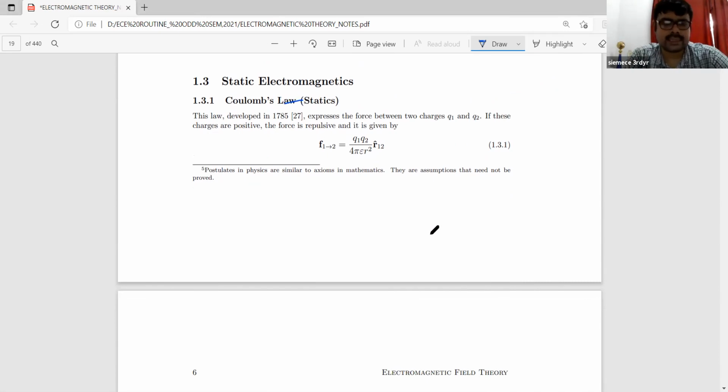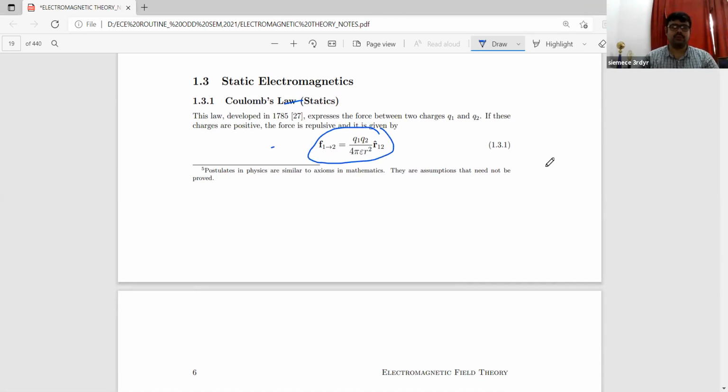This law was developed in the year 1785, which is a long time ago. It expresses the force between two charges. So Q1 and Q2, suppose two different charges are there. What will be the attraction between these two charges? That will be discussed under Coulomb's law. If these charges are positive, the force is repulsive in nature.